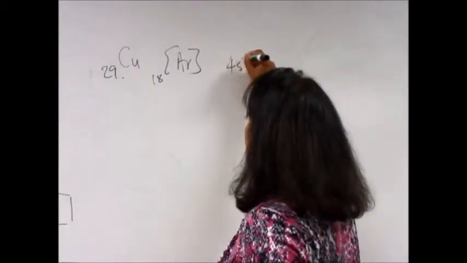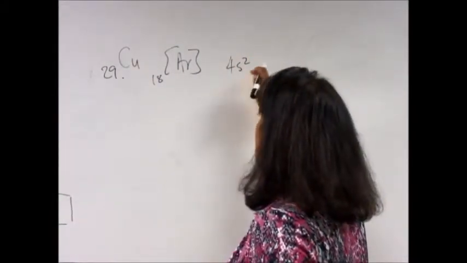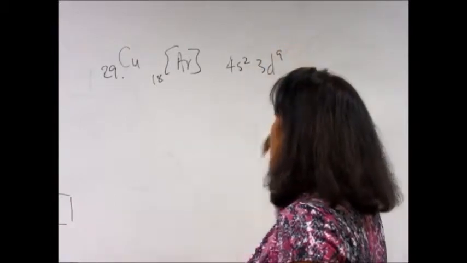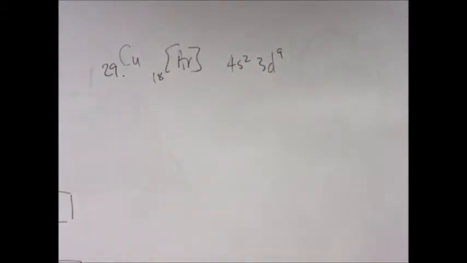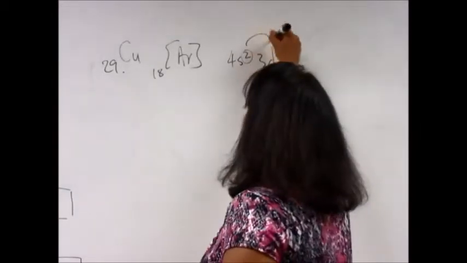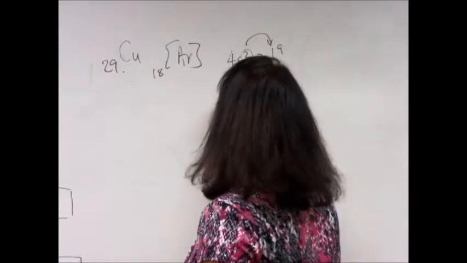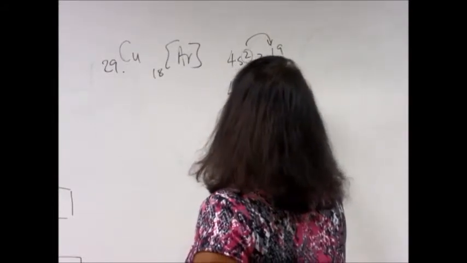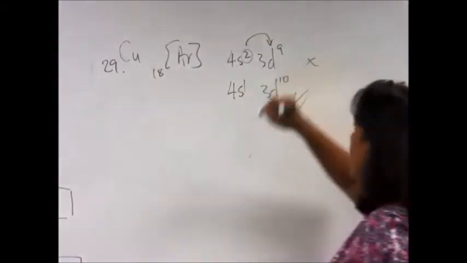So then 4s2, and then 3d9. Technically speaking, that's what you would fill out, because you have the 4s2 and then 1, 2, 3, 4, 5, 6, 7, 8, 9, 9 electrons for copper. But that's not what happens. Again, what happens is that 1 electron from S goes into the D, so it becomes 4s1 and 3d10. This is correct and that is wrong.